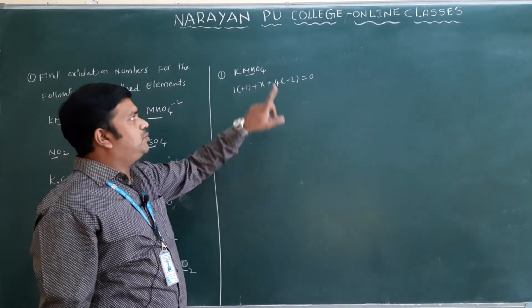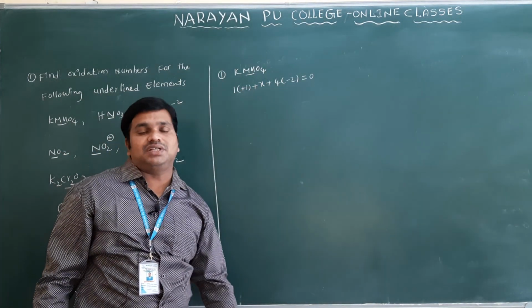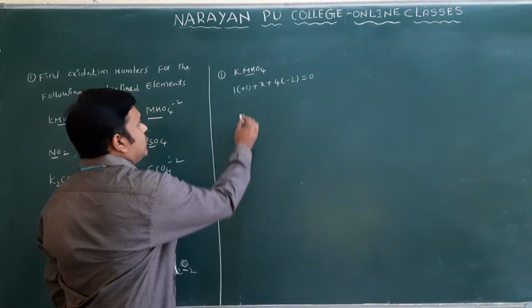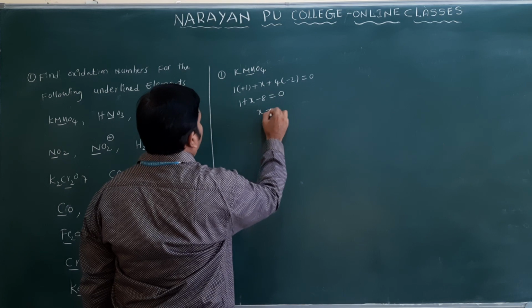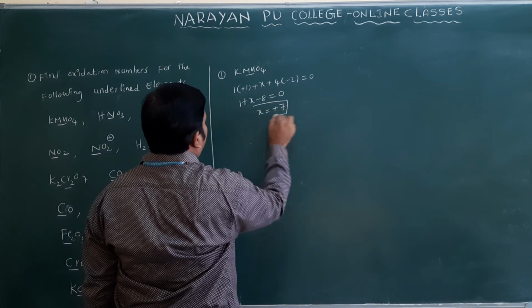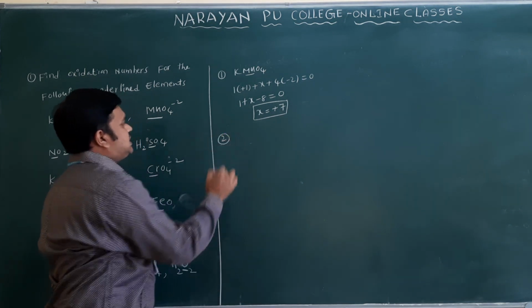Potassium belongs to the first group, manganese is X. It is a normal oxide. What is the oxidation state of oxygen in normal oxides? -2 only. From this you write 1 plus X minus 8 is equal to 0. X equal to +7. So the manganese oxidation number is +7.